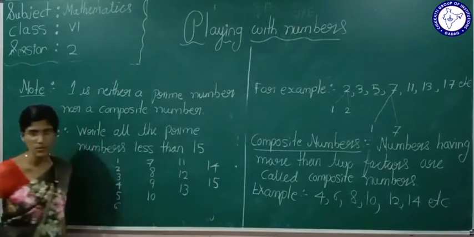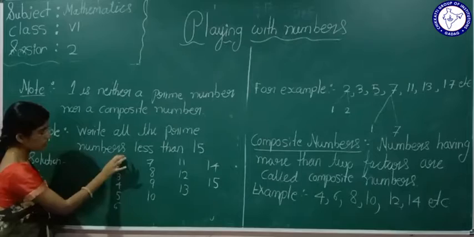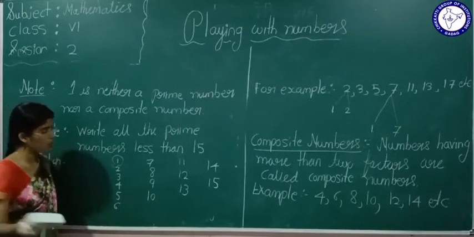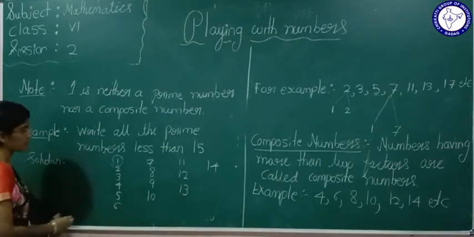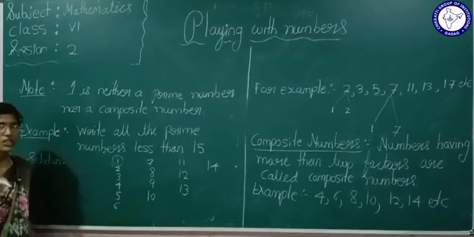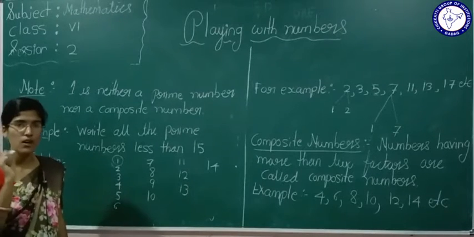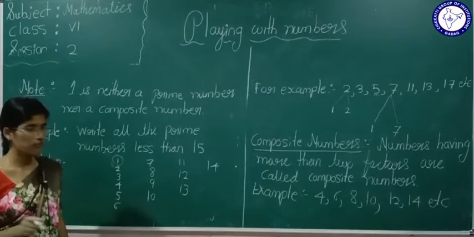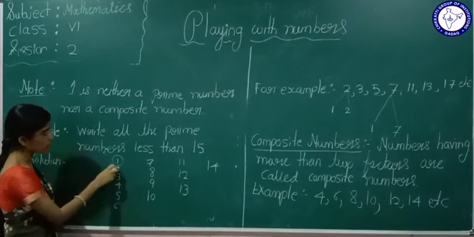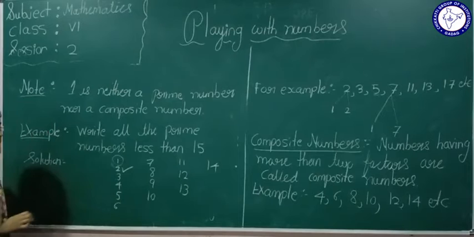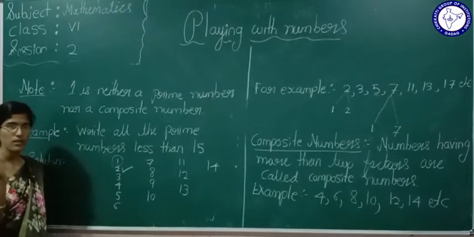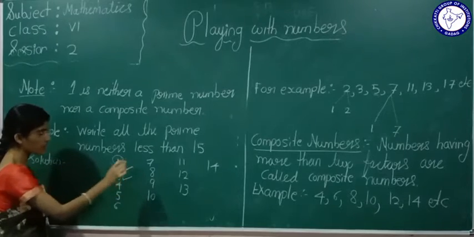Okay, now you tell me one by one. We know that 1 is neither a prime number nor a composite number. Okay, they have told less than 15. Now tell me, is 2 a prime number? What is a prime number? It should have only 2 factors, that is 1 and the number itself. Here 2 has 2 factors, 1 and 2. Therefore, this 2 is a prime number. Then what about this 3? 3 has 2 factors, 1 and the number itself. This 3 is also a prime number.